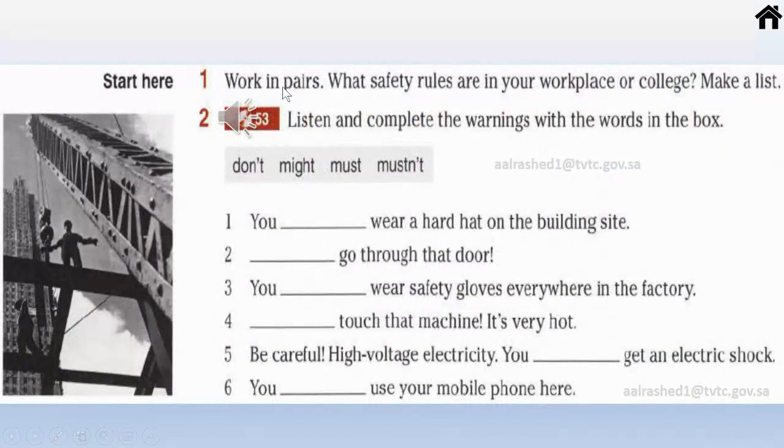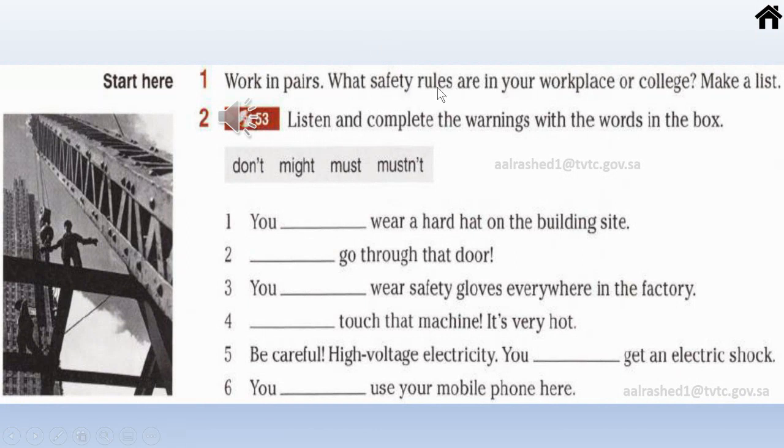Okay, number 1, work in pairs. What's safety? Safe means the opposite of danger. Be safe, don't get hurt. Okay, you need to follow the safety rules in order to not get harmed.